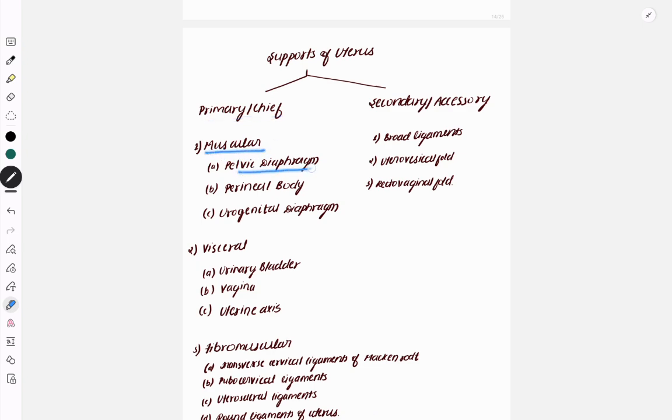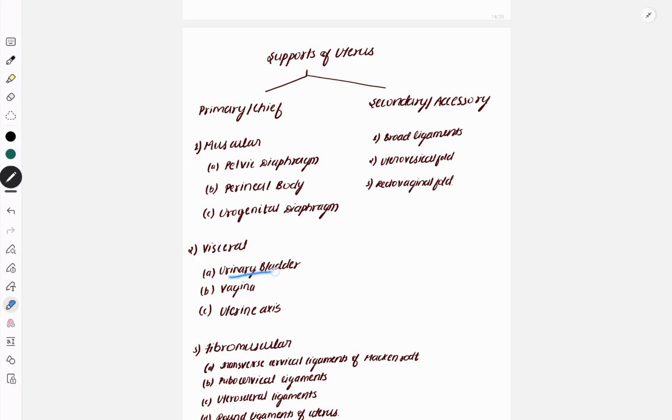Muscles: there can be the pelvic diaphragm, urogenital diaphragm, and the perineal body. These three muscular structures will be dealt with separately in the pelvis, and they not only provide support to the uterus, but also a major support to almost all of the organs present in the pelvic cavity. Second, we have the viscera surrounding the uterus.